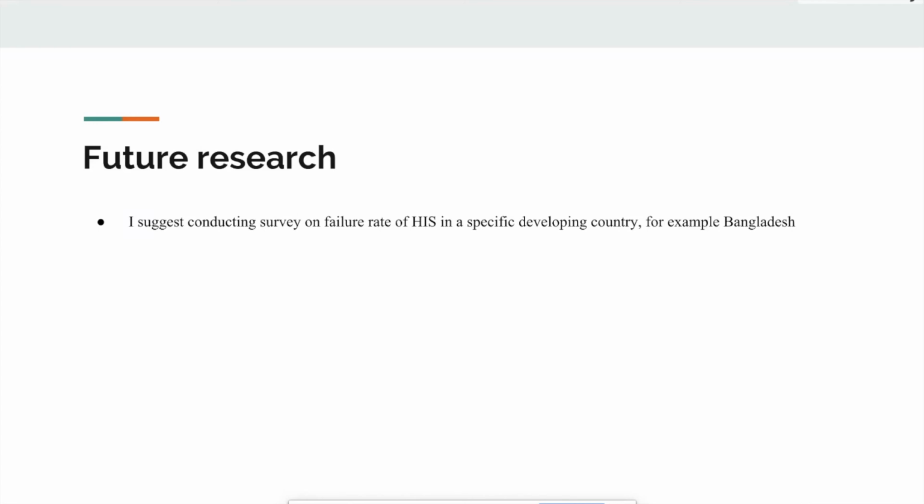Future research. This study was conducted based on a systematic literature review. For a future study, empirical research is needed to test and validate the findings. I would also suggest conducting a survey on the failure rate of information systems in a specific developing country. That is the suggestion for my future research.